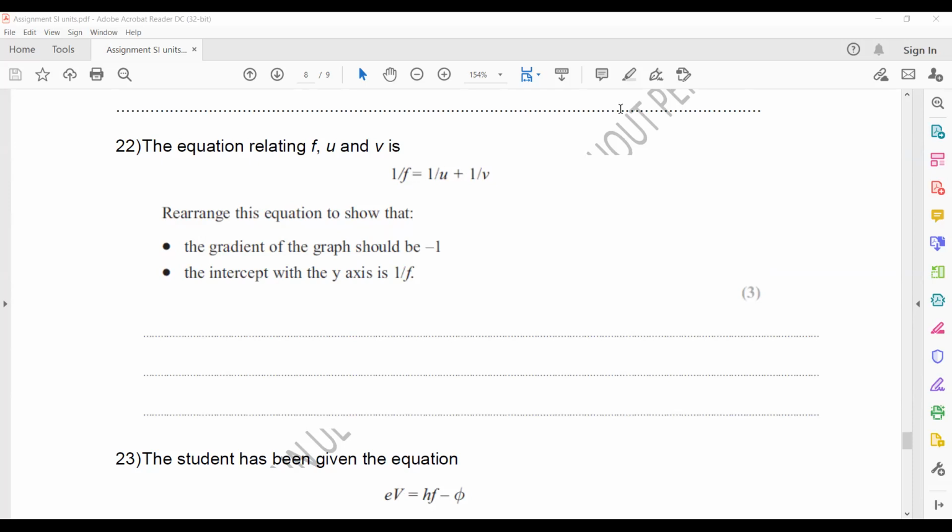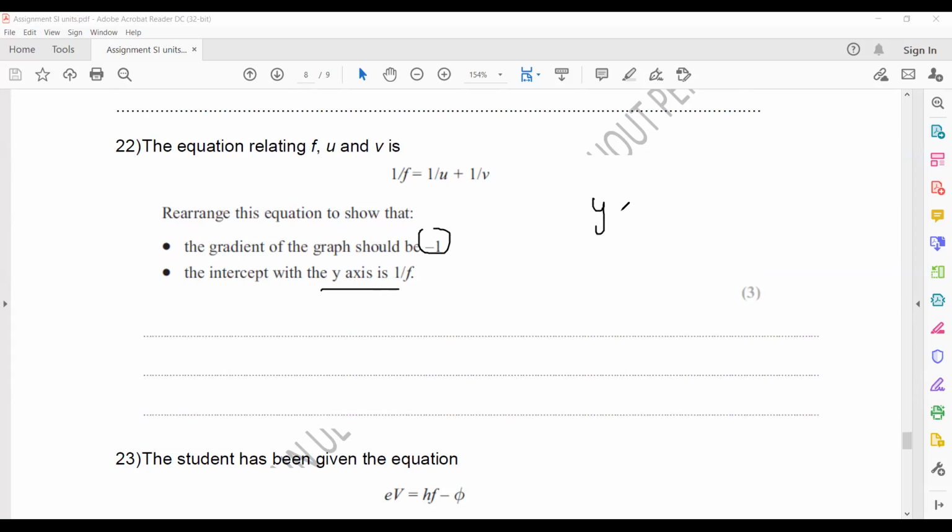22, 23, and 25. So 22, the question is: rearrange this equation to show that the gradient is -1 and the intercept on the y-axis is 1 over f. So how can we rearrange this equation? We have the equation 1 over f is equal to 1 over u plus 1 over v.